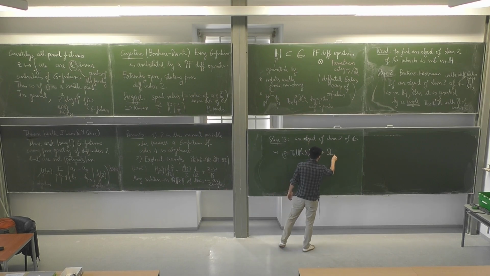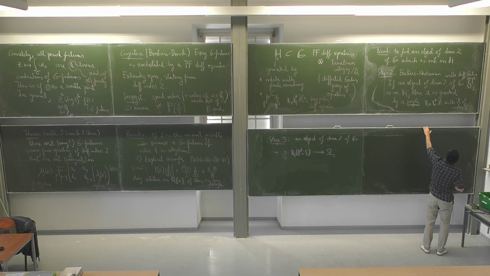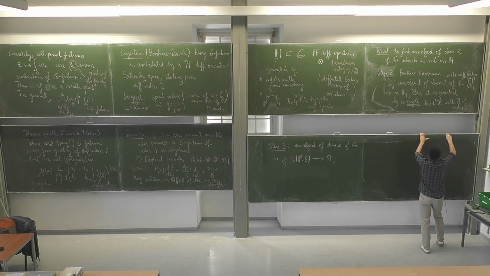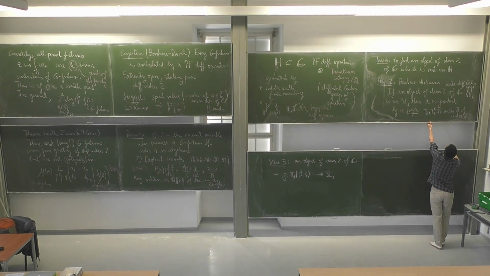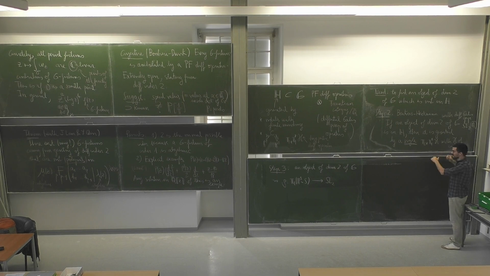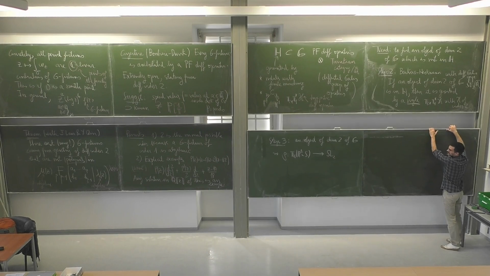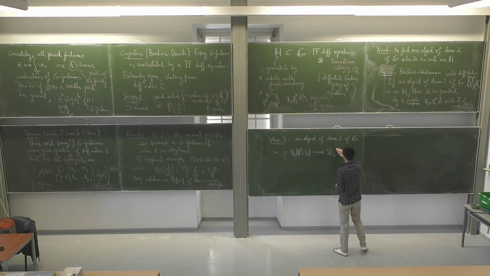Yes? Yeah, I mean, SL2C or SL2 Q bar. Depends what you are doing. Yeah, the differential group is SL2 seen as an algebraic group over Q bar. Yeah, thank you. This one is SL2 of C.